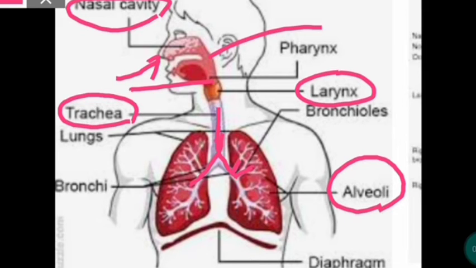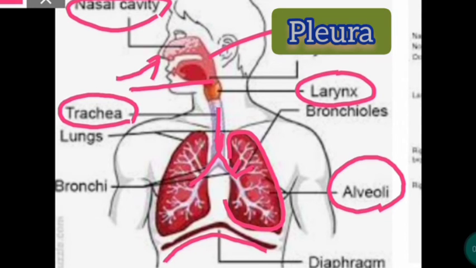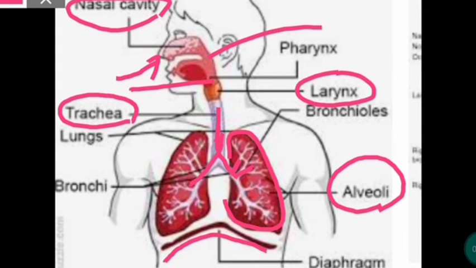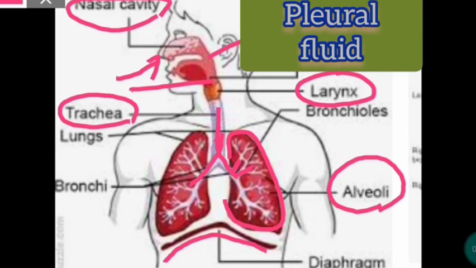Then below the lungs there is a dome-shaped muscle known as the diaphragm. The lungs are surrounded by a membrane known as the pleura. It is a double-layered membrane, outer pleura and inner pleura. In between the outer and inner pleura, there is a space known as the pleural space, which is filled with pleural fluid, which reduces the friction on the lung surface.